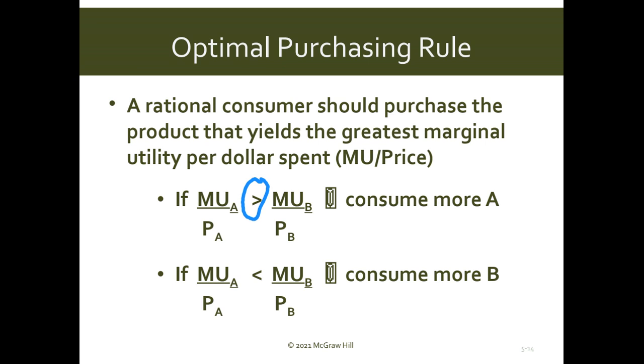And if this is the case, therefore, you should spend more money on product A instead of B. If the opposite is the case, that is, if MUA over PA is less than MUB over PB, it means your dollar gives you more satisfaction if you spend that dollar purchasing or consuming product B instead of A. So therefore, you are going to consume more of product B. You stop when they both are equal. When they both are equal, that is the best distribution of your money on buying goods and services.